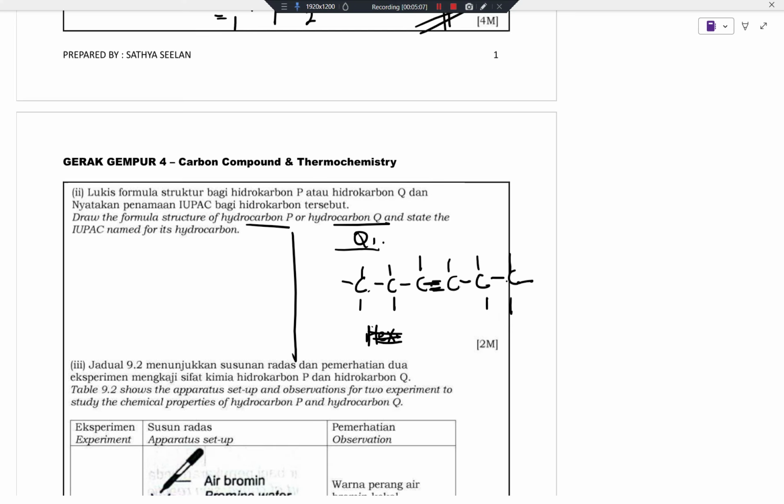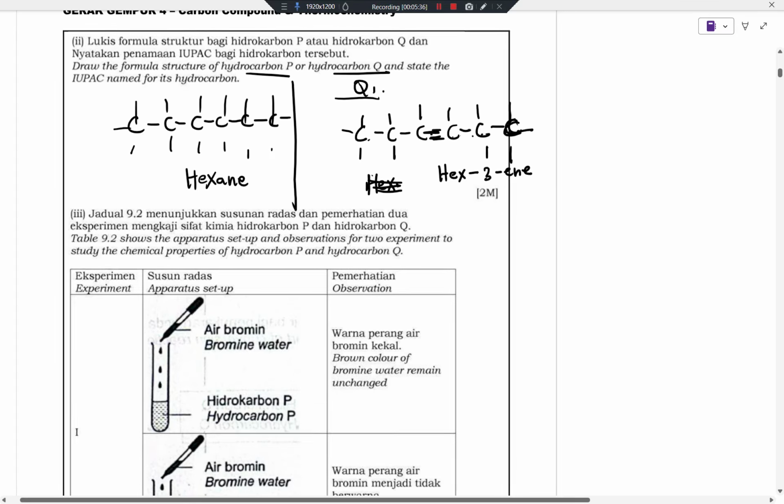So this one is carbon 1, carbon 2, carbon 3. If it comes like this, it is still carbon 1, carbon 2. Here we get carbon 1, 2, 3. So you can tell hex-3-ene. Okay, hex-3-ene. And if you want to draw like this, 3, 4, 5, 6, and then fully complete with hydrogen. So this is hexane only. Right.